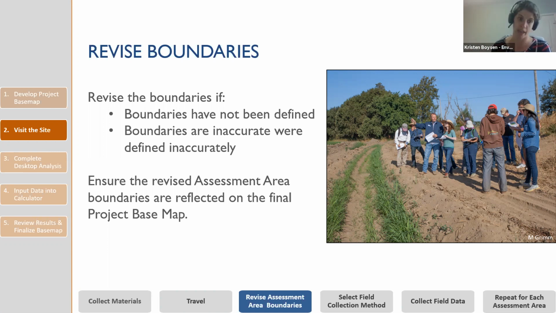So make sure you do that, especially if the boundaries aren't yet defined, or if you and the landowner had a misunderstanding about where the project was going to take place. And then just mark it on your project sheet for changing the map in the future.